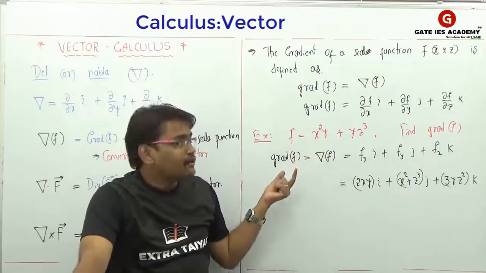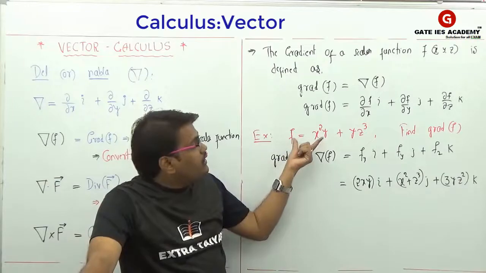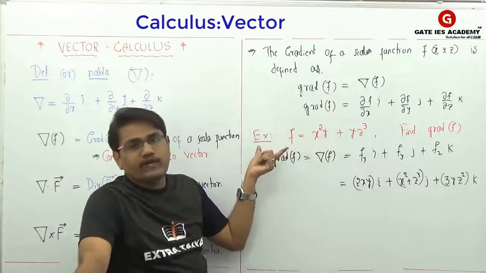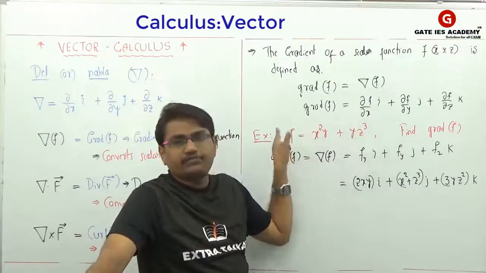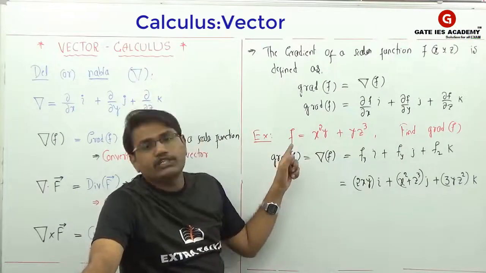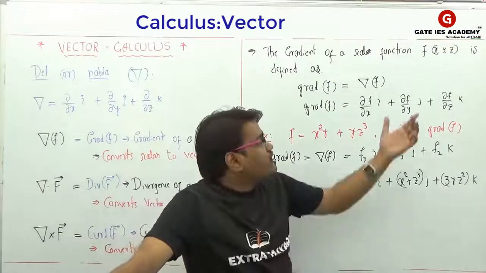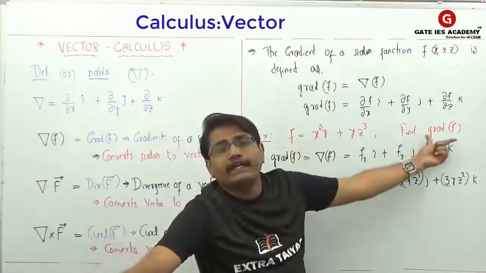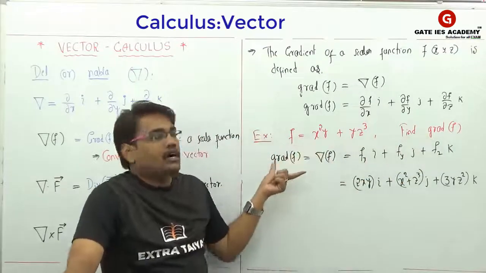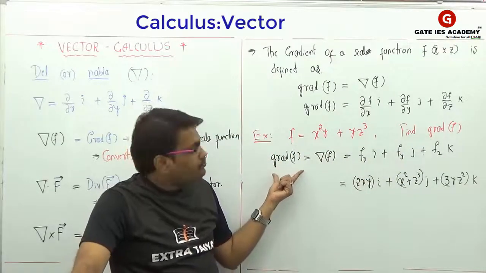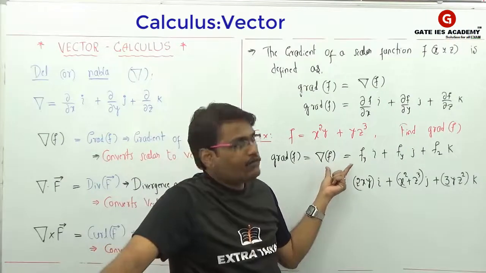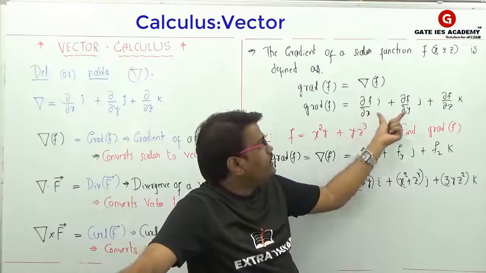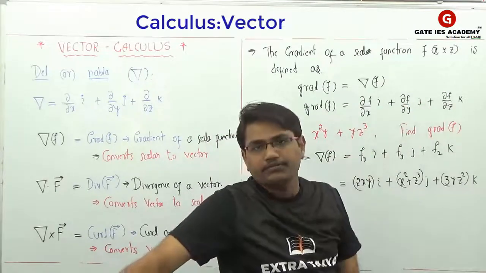So let me take an example. f equals x squared y plus y z cubed. This is a scalar function, not a vector, because it is just a function of x, y, z, f of x y z. Now how to find the gradient of this function? Apply the gradient operator. Gradient of f equals del f, which is f_x i plus f_y j plus f_z k.